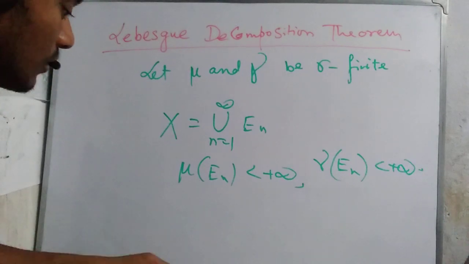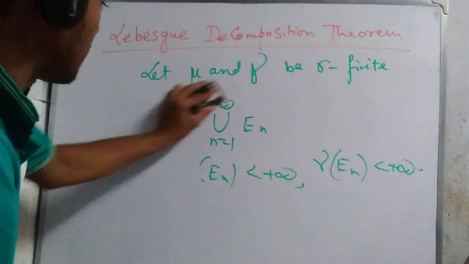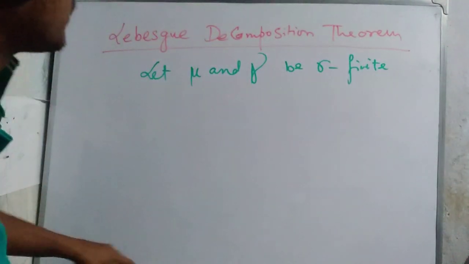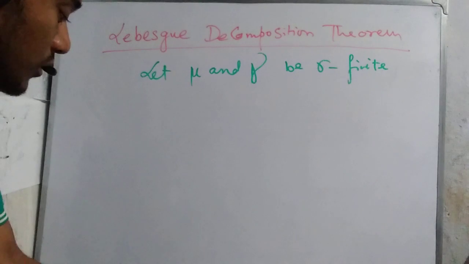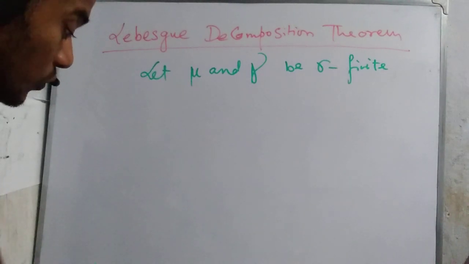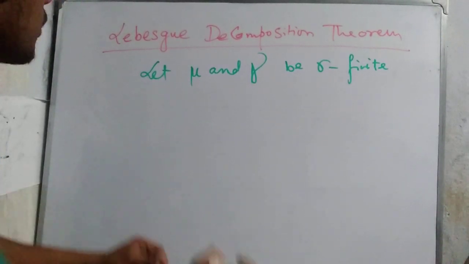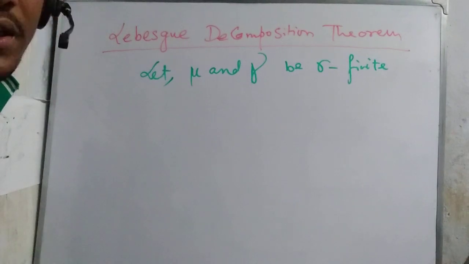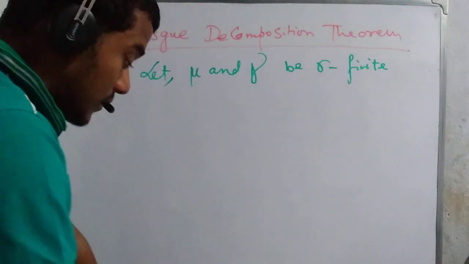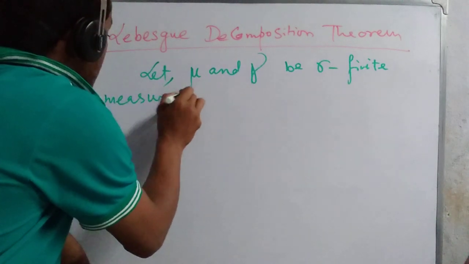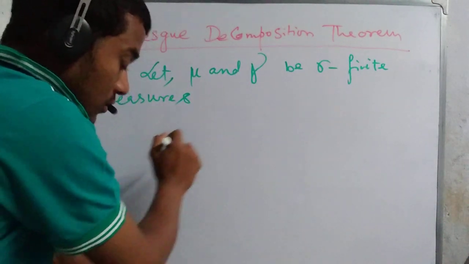We also saw this in previous classes. So, just a demonstration. The Lebesgue decomposition theorem is one important theorem, so we have to understand it. So we'll talk about it now. Let mu and gamma be sigma finite measures. We also talk now about which measure is called a sigma finite measure.